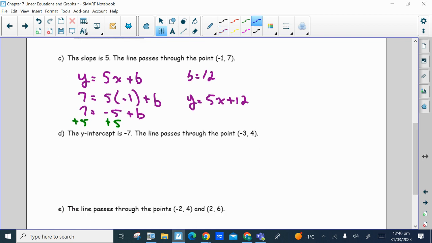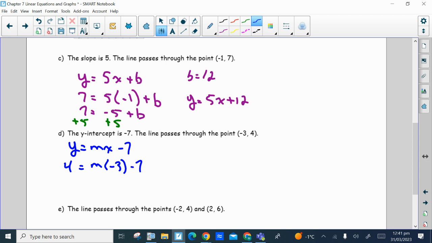Question D, you're given the y-intercept and a point. So using slope-intercept form, the y-intercept is the b value. That's -7. We don't know what m the slope is, but we can find it algebraically by once again subbing in the point. y is 4 when x is negative 3.